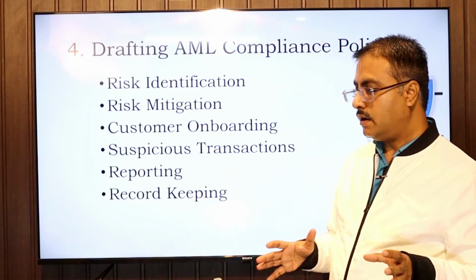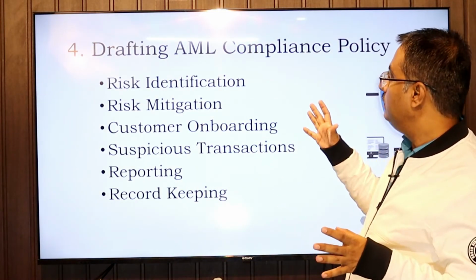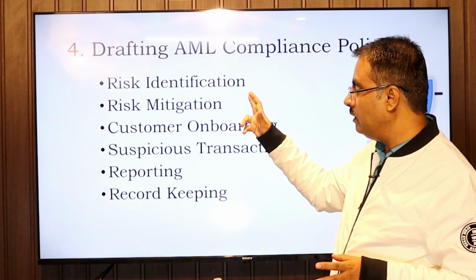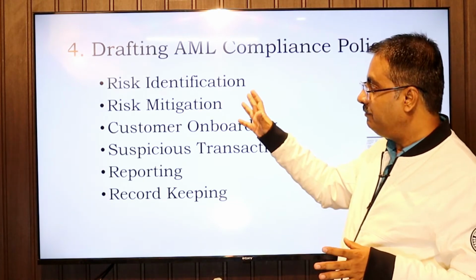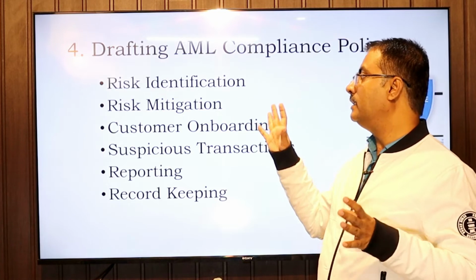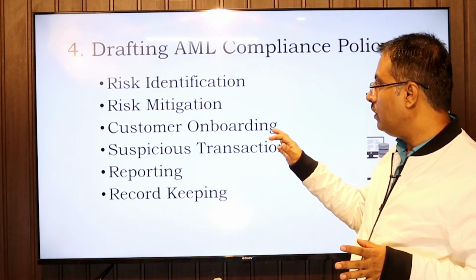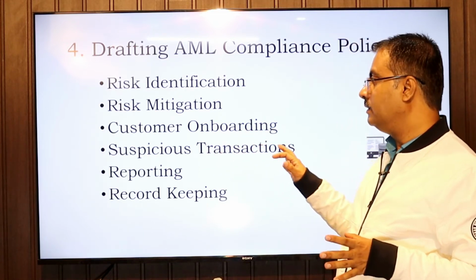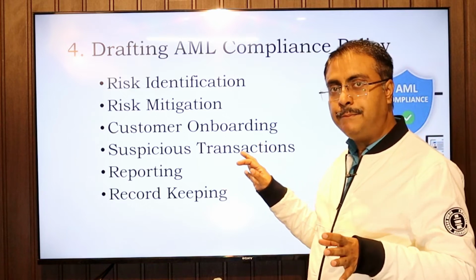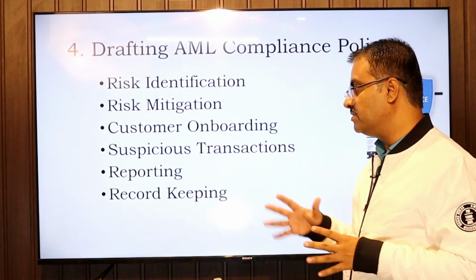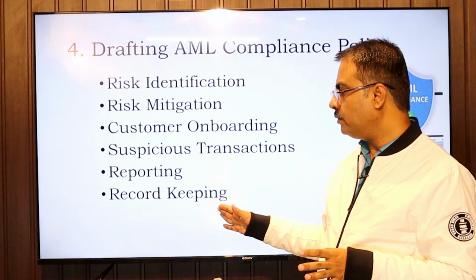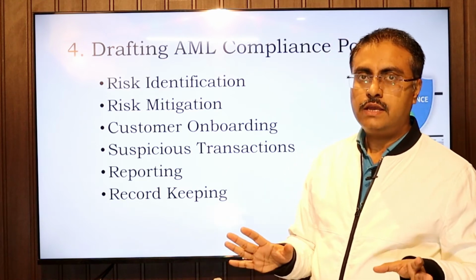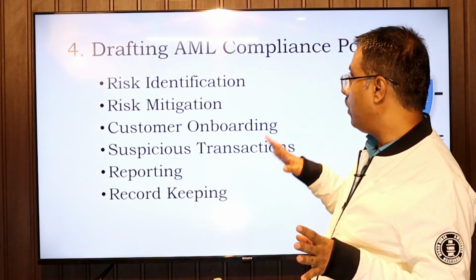So this is the policy we have to maintain. Any organization should have a policy to identify the risk. If risk is identified, how you will mitigate that risk, onboarding customer screening, and if you find there is some transaction happening, then how you will report that suspicious transaction. And record keeping is also important. There is a 5-year requirement to maintain the records.